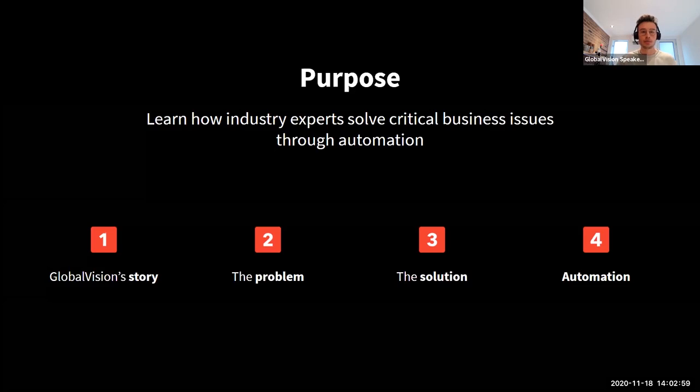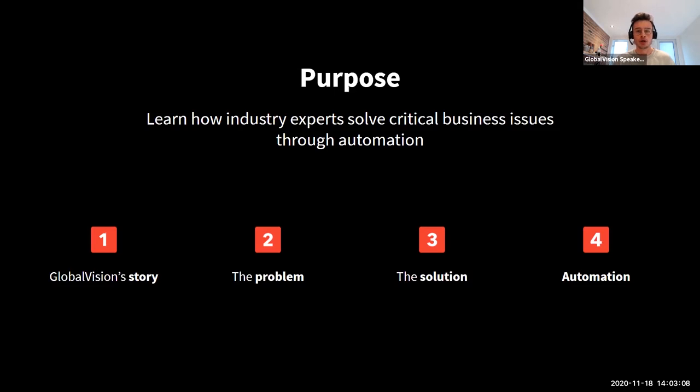Number 2 is going to be the actual problem. What are these critical business issues that we're facing? What's the real problem out there that we're trying to solve with automation? Then number 3, we're going to talk about the solution. And finally, number 4, we're going to look at the level of automation.